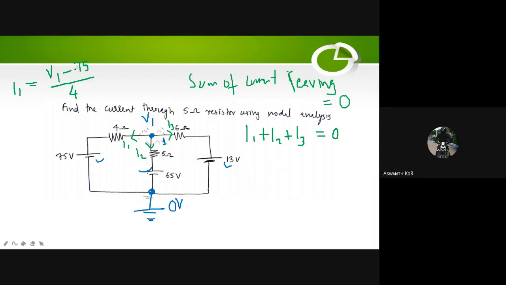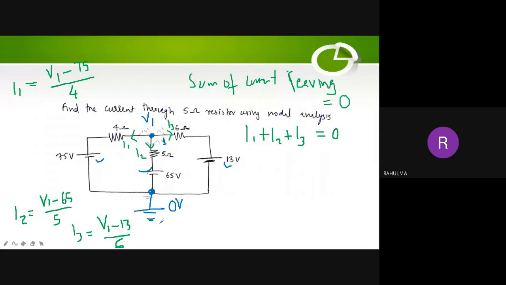Okay. Now, what about I2? I2 is the potential difference across the 5 ohm resistor, that is V1 minus 65, divided by 5. What about I3? Again, V1 minus the potential difference across the 6 ohm resistor, that is (V1 minus 13 volt) divided by 6.